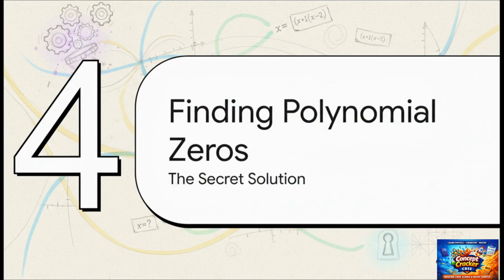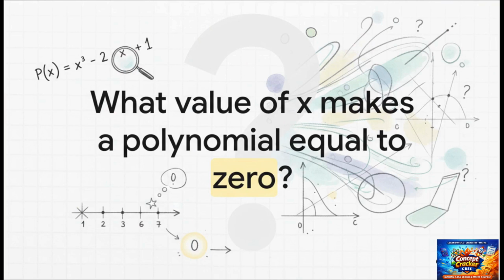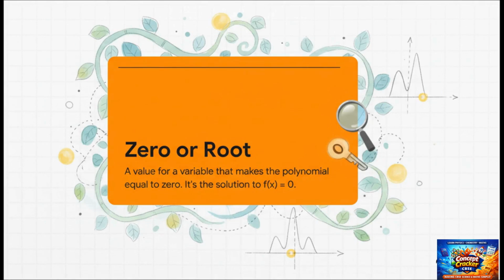So, what's the point? What do we actually do with polynomials? Well, this is where it gets really interesting. We're going to talk about finding the solutions, the secret answers hidden inside. It all boils down to this one big question. Can we find a value for our variable, for x, that makes the entire polynomial expression equal to 0? Is there a magic number that does that? And the answer is absolutely. That special value, that magic number, is called a 0 of the polynomial. Sometimes you'll also hear it called a root. It's basically the solution to the puzzle. And trust me, finding these zeros is one of the biggest goals in algebra.